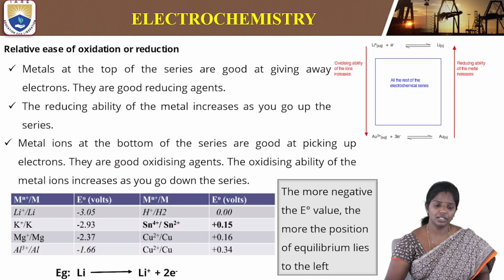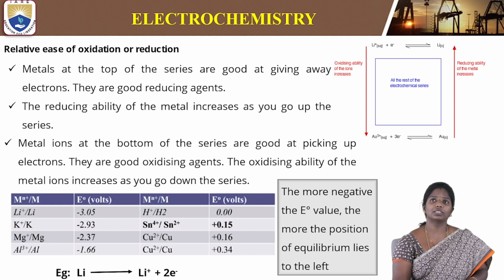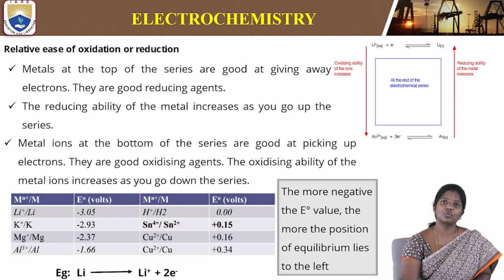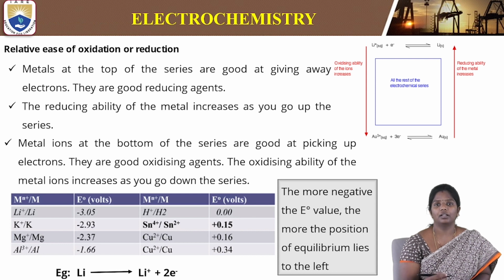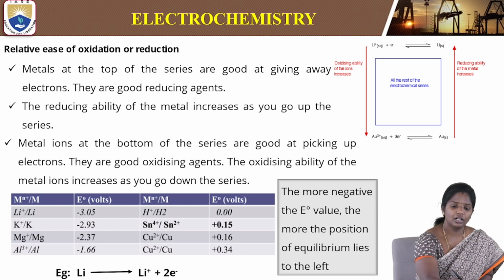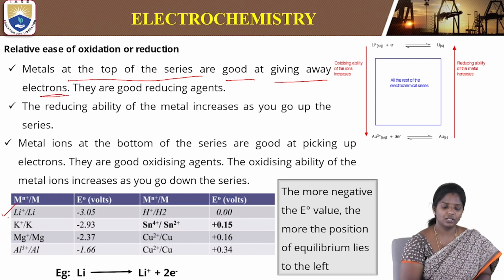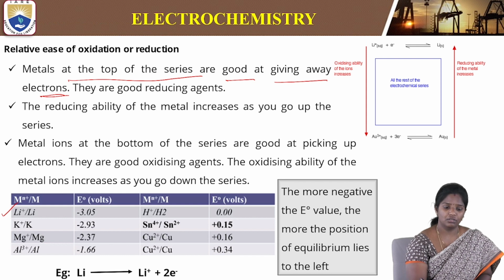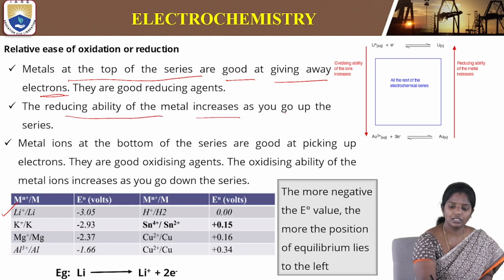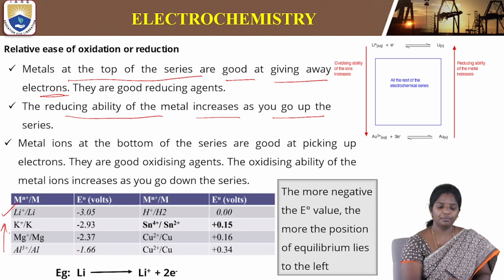Then the other application is the relative ease of oxidation or reduction. Whether oxidation or reduction takes place, we can decide from the arrangement of the electrodes in the electrochemical series. Metals at the top of the series are good at giving away electrons, and the reducing ability increases as we go up the series.